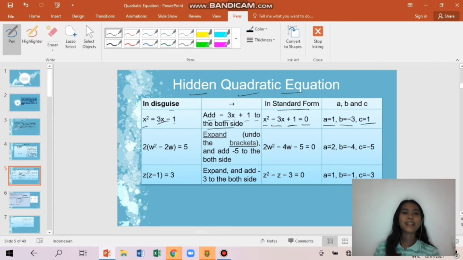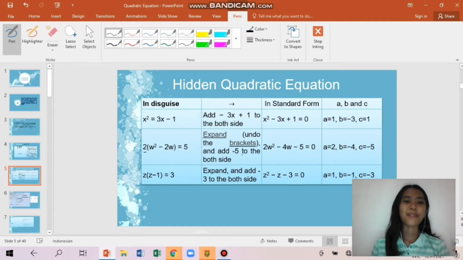And the second example is 2 times, in brackets, w squared minus 2w equals 5. So we expand or undo the brackets and add negative 5 to both sides. So in standard form, it becomes 2w squared minus 4w minus 5 equals 0. And a is 2, b is negative 4, and c is negative 5.